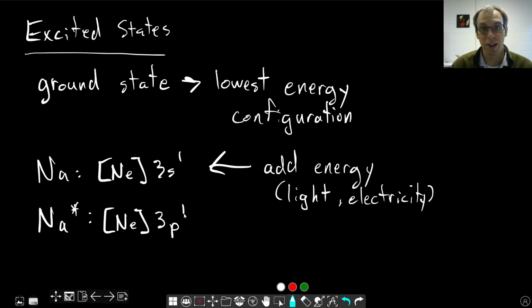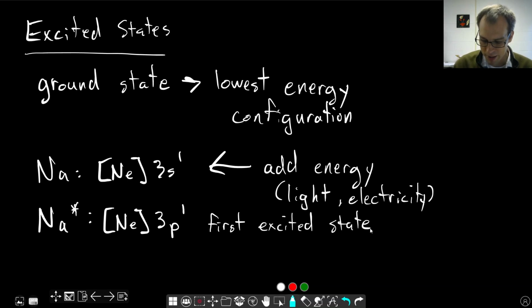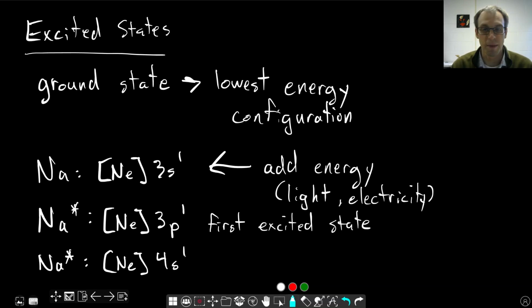This is not just a regular sodium atom. This is now an excited state sodium atom. So this would be the first excited state, meaning it just goes up to the next possible orbital. Another possible excited state, a different type of excited sodium atom, would be maybe it goes all the way up to a 4s orbital. Right? This is another possible excited state. The key point of excited states is just that at least one of the electrons has moved to a new orbital. It's not in the lowest possible energy orbital.